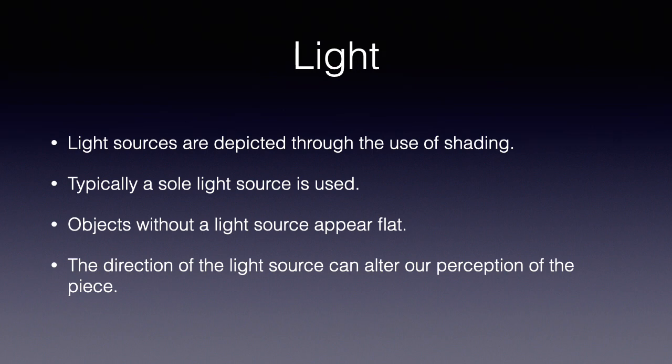So the question is, when you are rendering, where do you get the light source from? How do you depict that when you're rendering? So it is depicted through the use of shading, right? So you would select one sole light source when you're rendering, and then obviously you also want to choose the direction of the light source as well. This is important because your light source can alter your perception of the piece that you're observing.